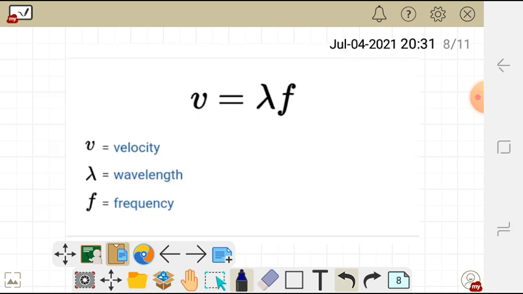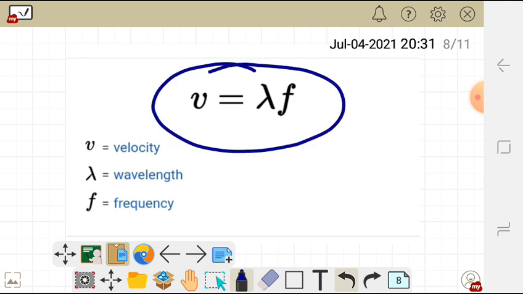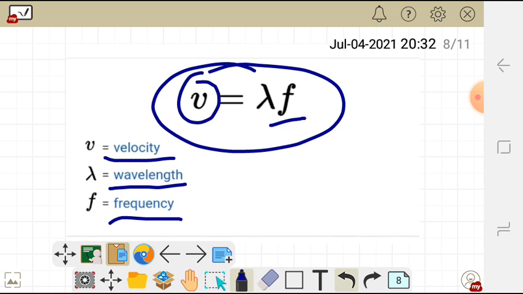For wave motion, we have an equation that you can use to calculate the velocity, wavelength, and frequency. This symbol here is the wavelength, that is the frequency, and this is the velocity. You can use this formula to calculate the velocity of a wave.